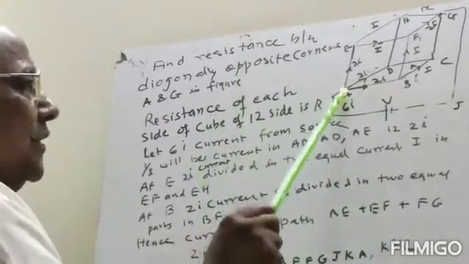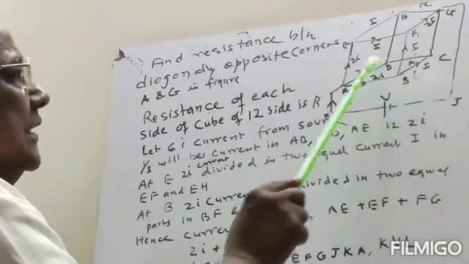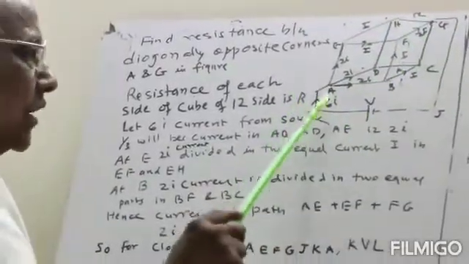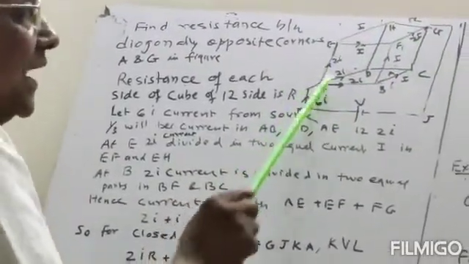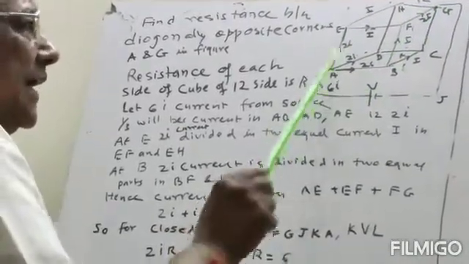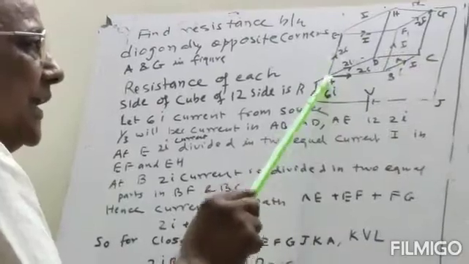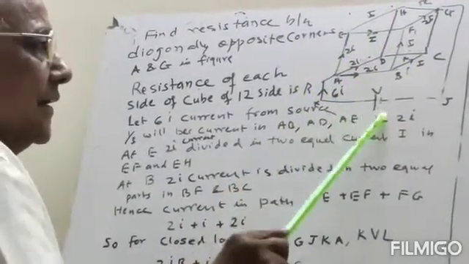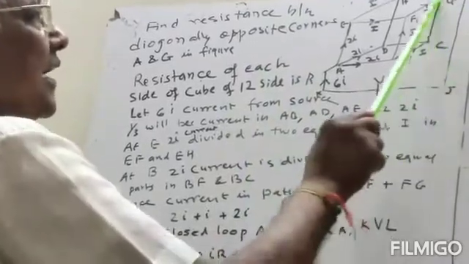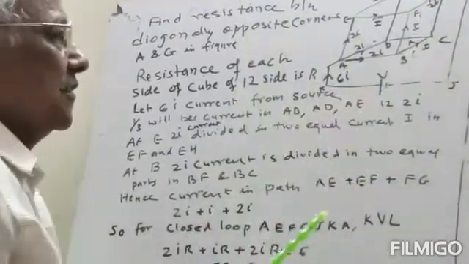Now we take these points A, B, C, D here, E, F, G, H here, and diagonally opposite will be A and G. So we have to find the resistance between A and G. So we connect A and G by an external battery whose EMF is V.